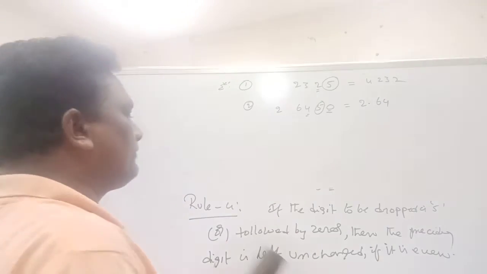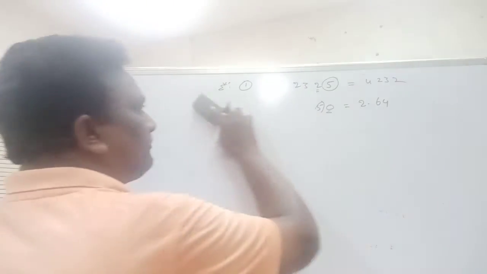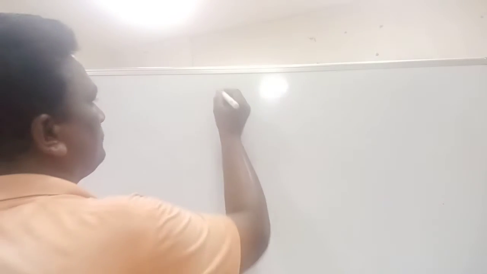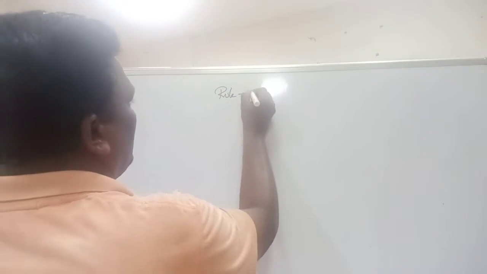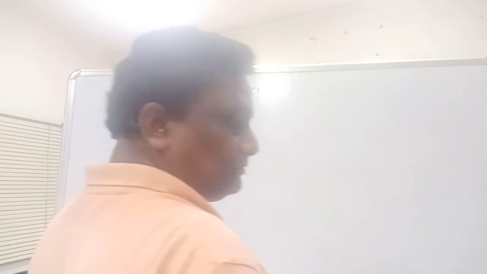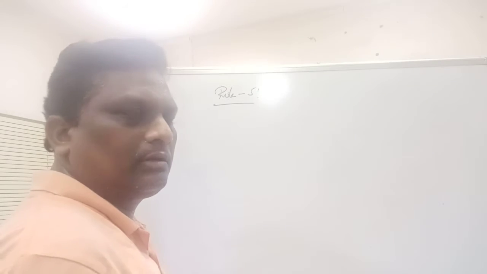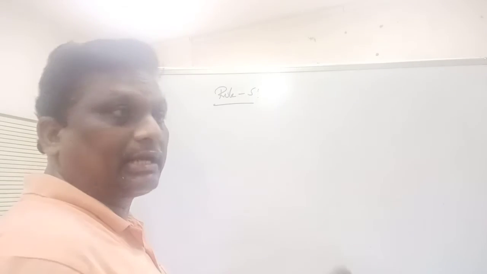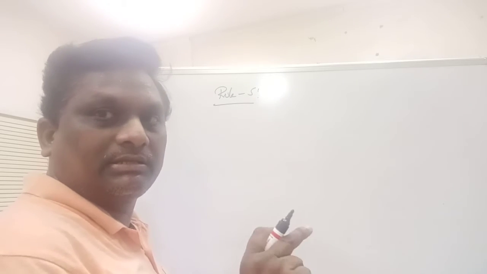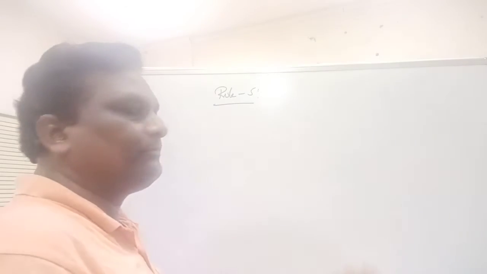Now go for rule number 5. So fifth rule. Rule number 5. If the digit to be dropped is 5 or followed by zeros, then the preceding digit is raised by 1 if it is odd. If it is even, unchanged. If it is odd, raised by 1.